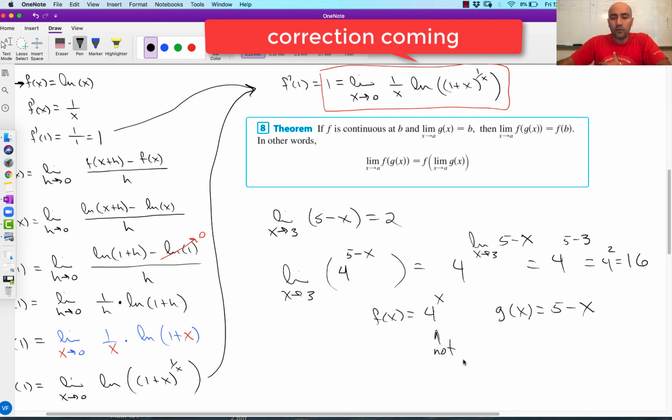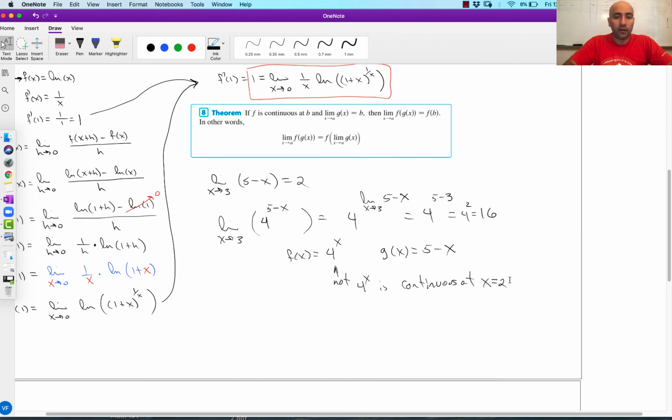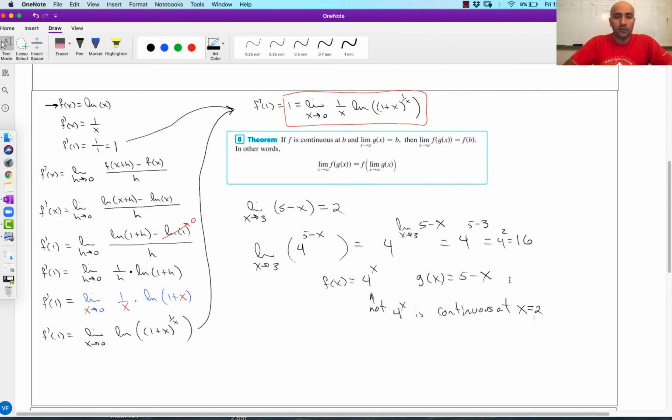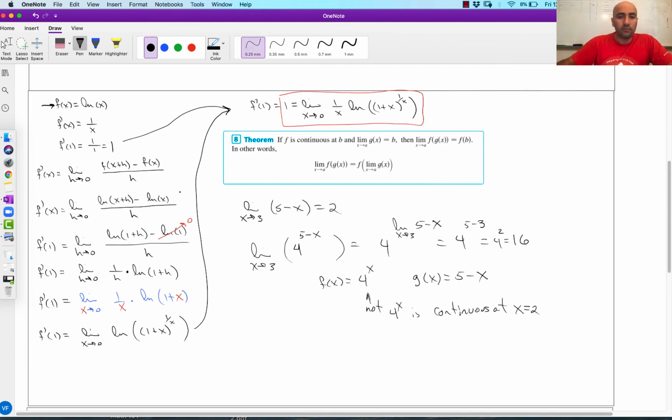So note, 4 to the x is continuous at x equals 2. So that's why it worked out. If the result of this limit is something which is not a value where 4 to the x is continuous, then this wouldn't work. Okay, just an oldie but goodie to remind you of what I'm about to do now. So let's put that in a separate thing.